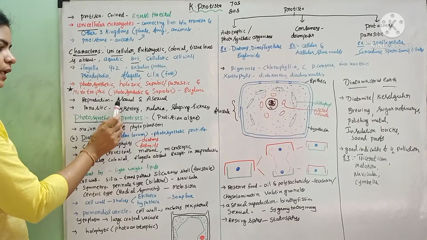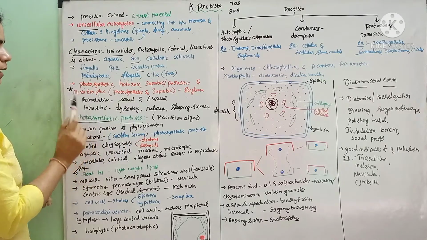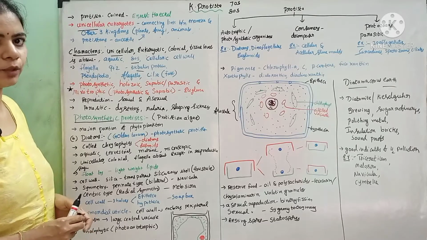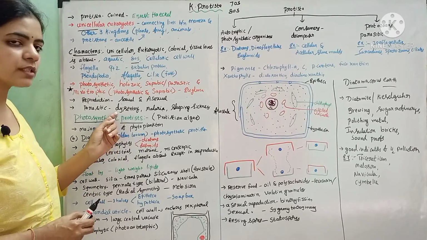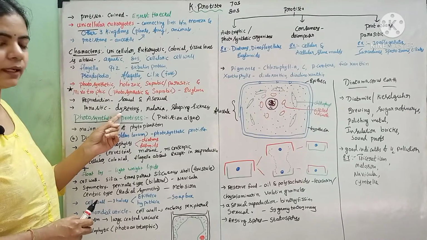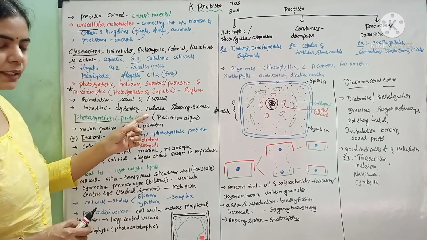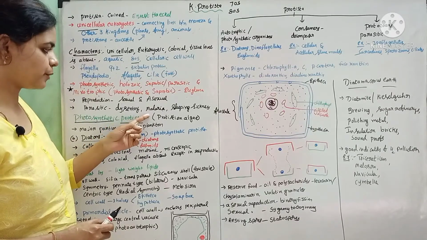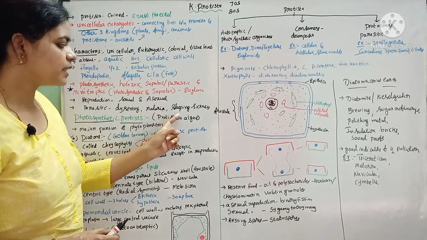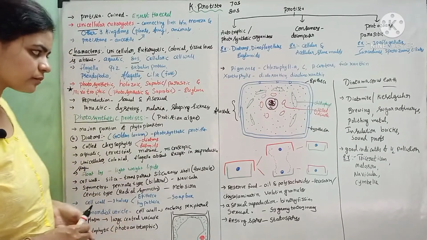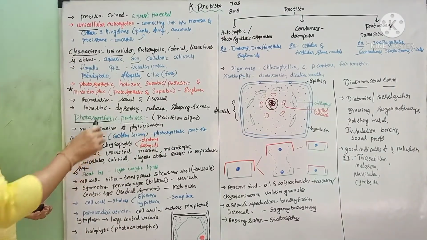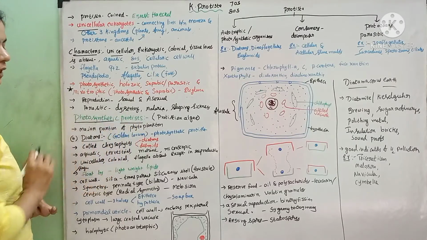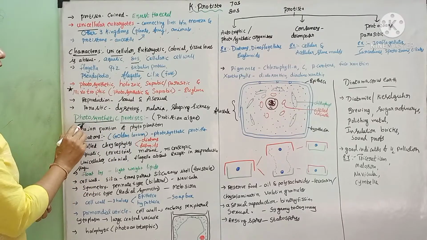Reproduction is by asexual or sexual modes, and some of the parasitic forms cause diseases in human beings like dysentery. Dysentery is caused by Entamoeba histolytica. We know that malaria is also caused by a protozoan called the Plasmodium parasite. And sleeping sickness is caused by Trypanosoma species. Like this, there are some protozoa, some protists, that cause diseases to human beings.